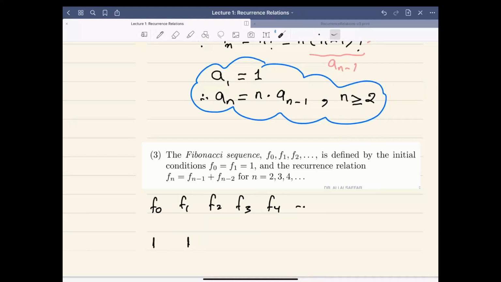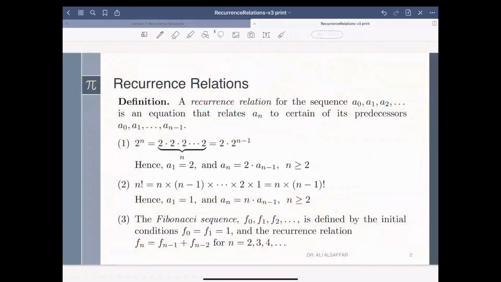And it says that for any number in the sequence, you take the immediately previous values, and you add them together. So the previous values for f2 will be 1 plus 1, so the answer will be 2. The previous values for f3 will be f1 and f2. When you add them, you get 3. The previous values for f4 will be f2 and f3. When you add them, you get 5. You will get 8, and you will get 13. You will get 21, and it continues.